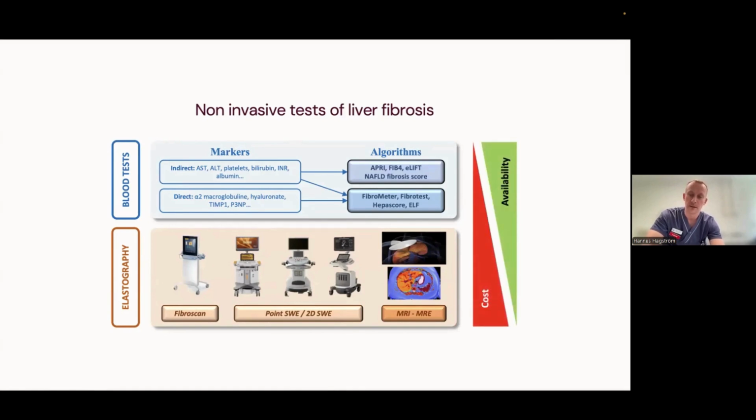So we have availability and we have cost. So these are, of course, quite costly, and they're also not so much available. And if we want to talk about population screening, I think it's difficult to argue that we should do MRE and MRE in our patients, because I don't think it's going to be possible to do this on a sort of a broader scale.